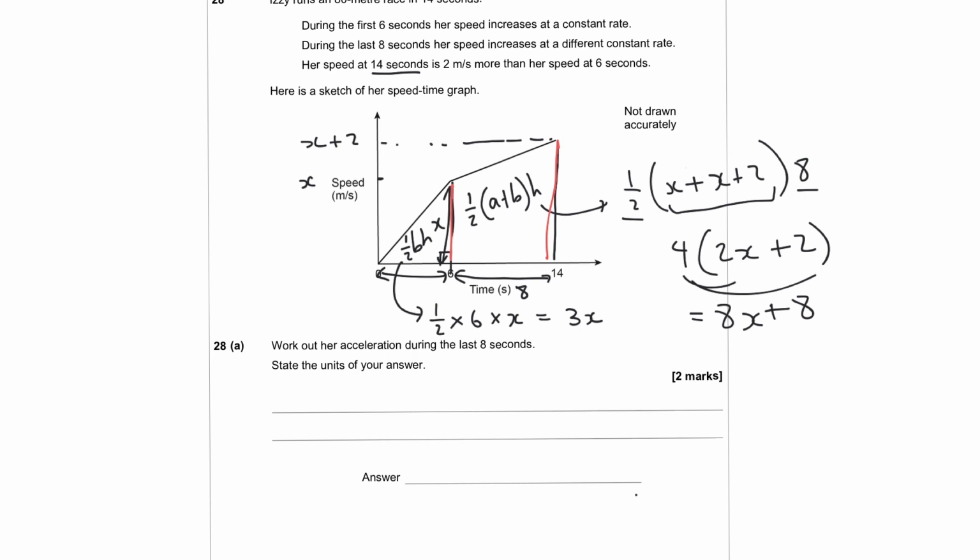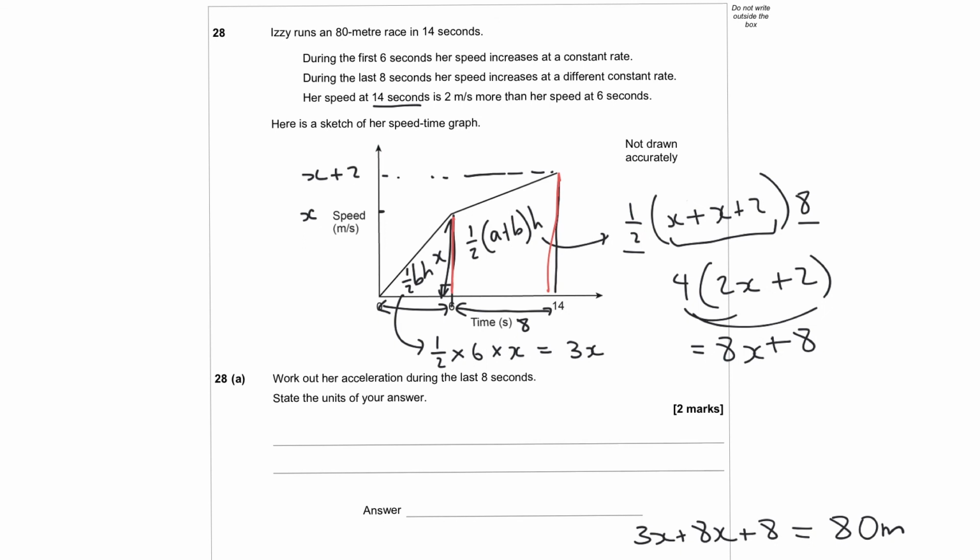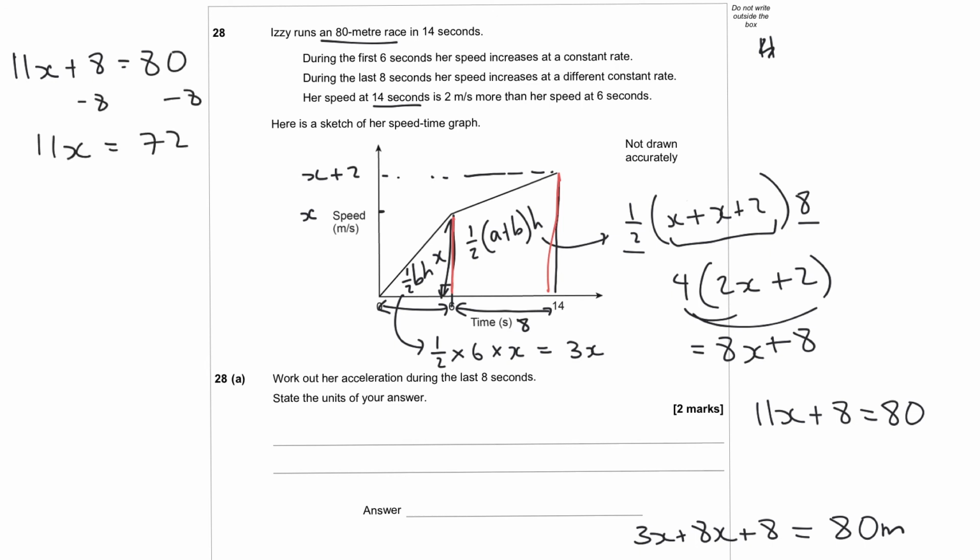Then adding the area of the triangle plus the area of the trapezium, that's equal to our total distance, which is 80 meters, as we were told above. So that would be 11x plus 8 is equal to 80. Now we're going to rearrange to work out what x is. Take away 8 on both sides. That would be 11x is equal to 72. Divide by 11 on both sides. That would be 72 over 11.